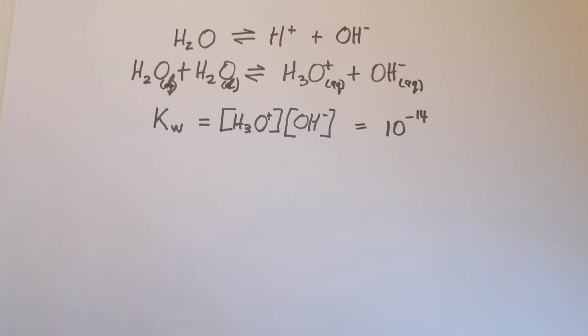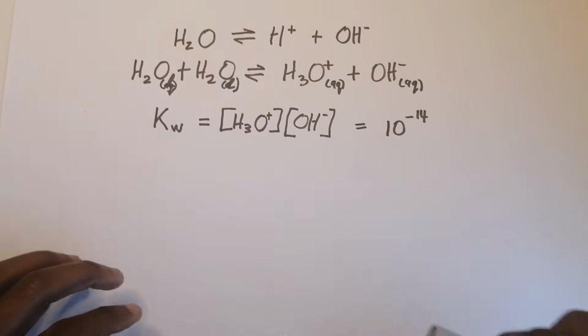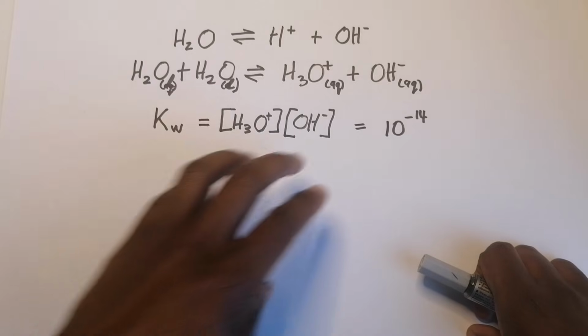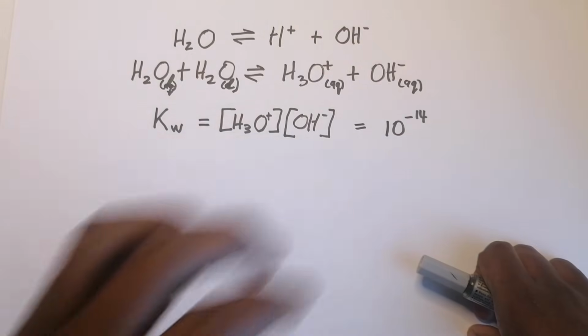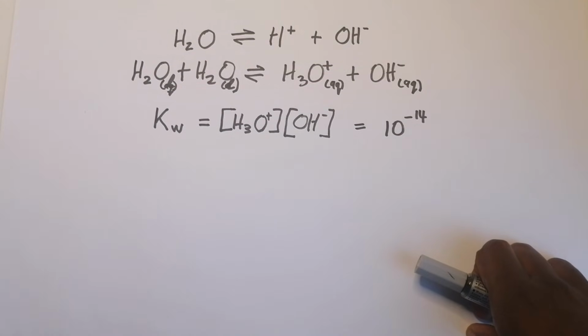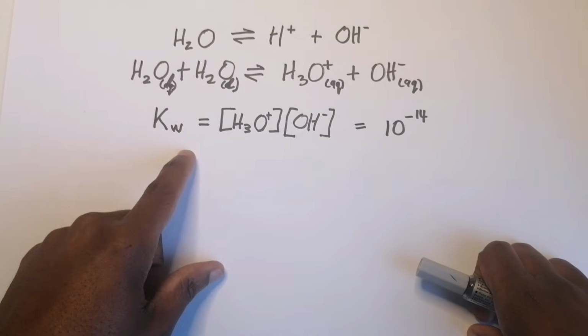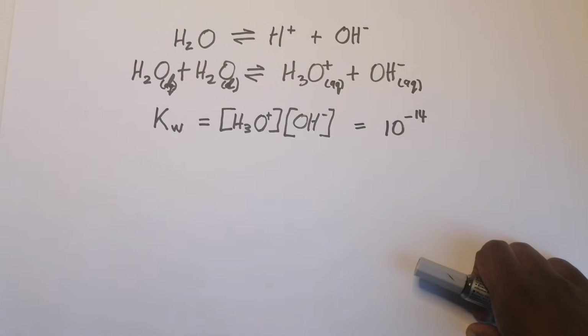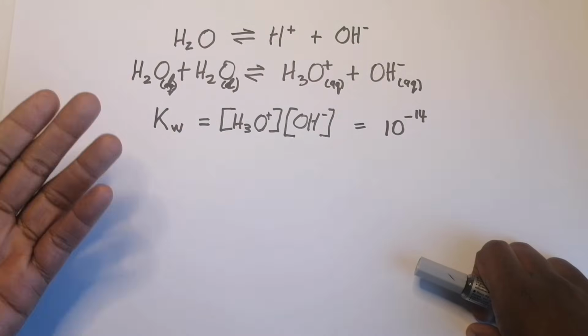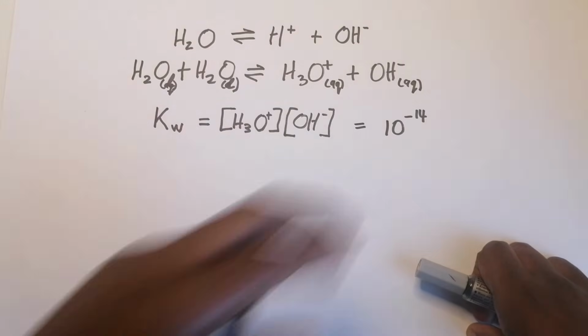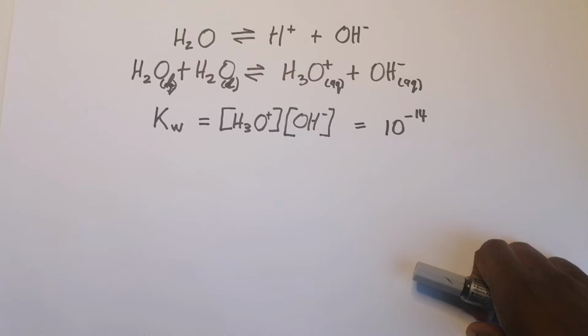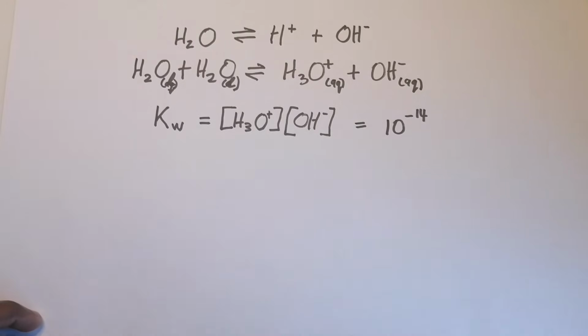Now, how do we use this when it comes to bases? This is how we are going to find the concentration of the hydronium ions when we've got hydroxide ions. When we just know this constant, we can find the concentration of our hydronium ions, and as a result we can find the pH of the base. Let me show you what I mean. Let's take an example of a base and find the pH thereof.